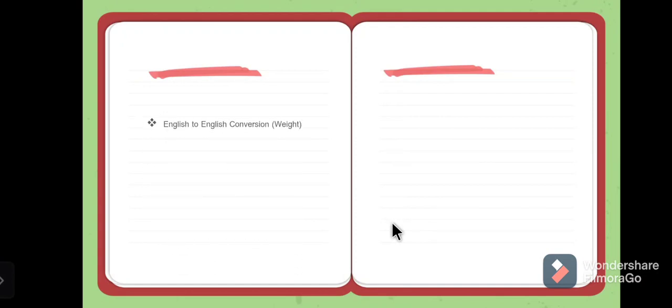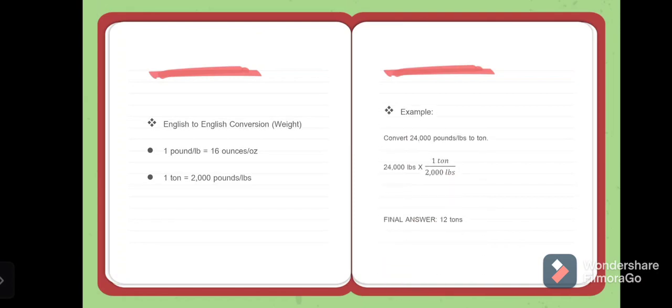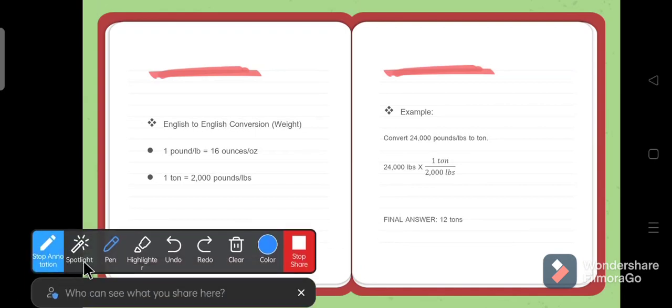Next is the English to English conversion for weight. The given conversions are 1 pound is to 16 ounces, 1 ton is to 2,000 pounds. An example of this is convert 24,000 pounds to ton. We can write it as 24,000 pounds times 1 ton divided by 2,000 pounds. We can now cancel out the pounds.